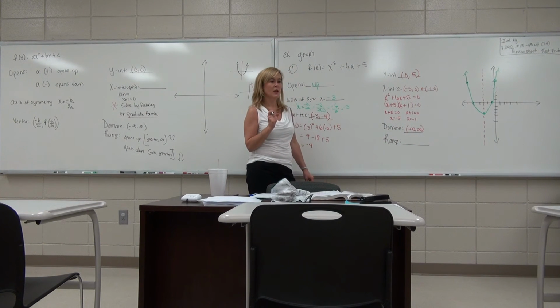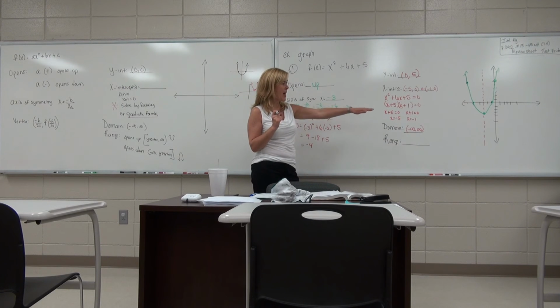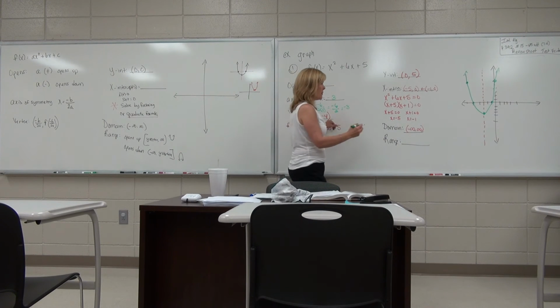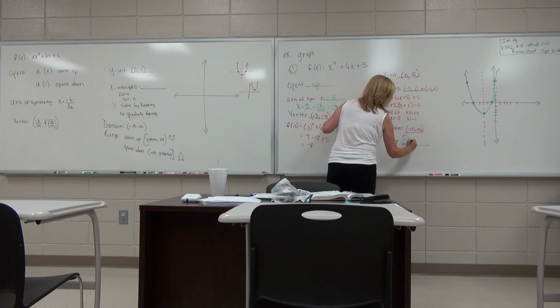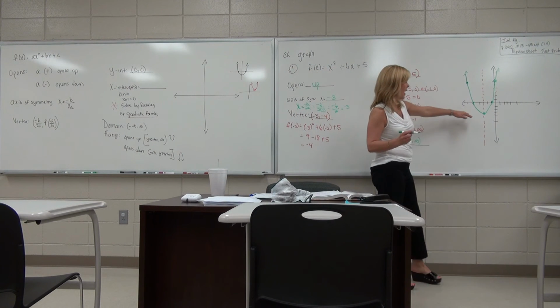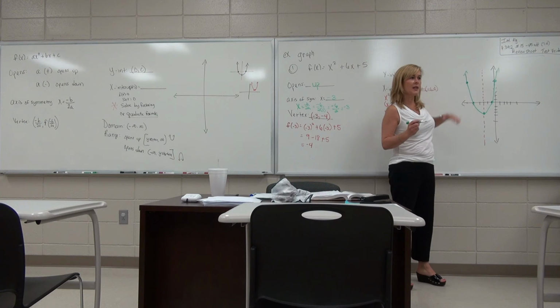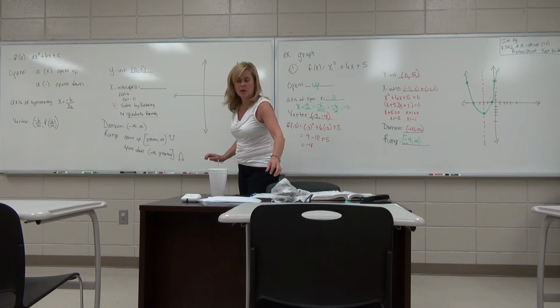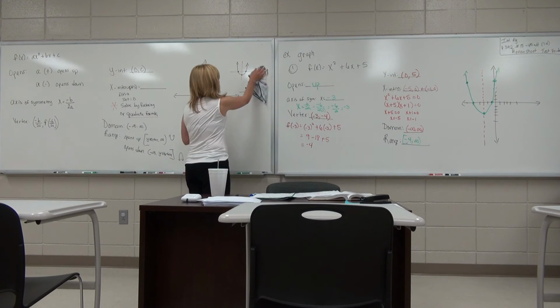Are we good there? Now let's look at range. What's my bottom y value here? Remember I told you it'd be the y of the vertex? So it's going to be from negative 4 to infinity. Range is bottom to top. Your bottom y value is negative 4 and it goes all the way up to infinity. Are we okay there?